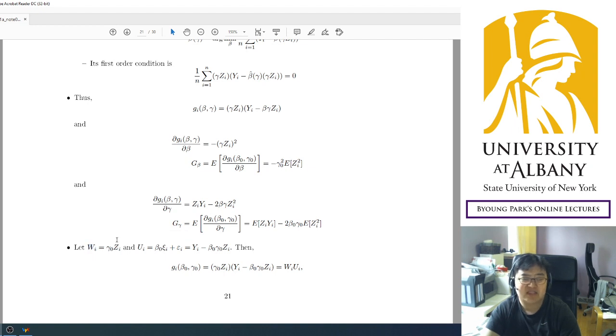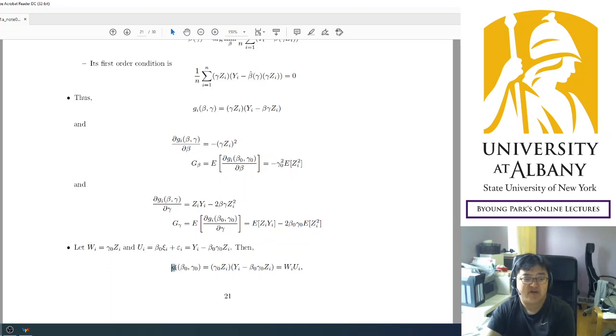W is the fitted value, gamma z, and U is the new error term when you replace X with W. And U may be understood in this way: Y minus beta 0 W, fitted value. Pretty simple. So W is the fitted value, U is the new error term. And then it is simple like so.